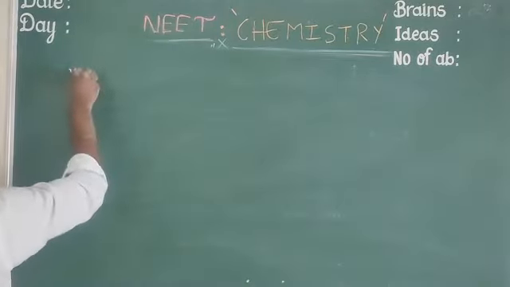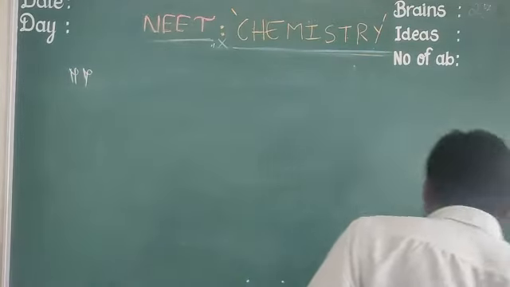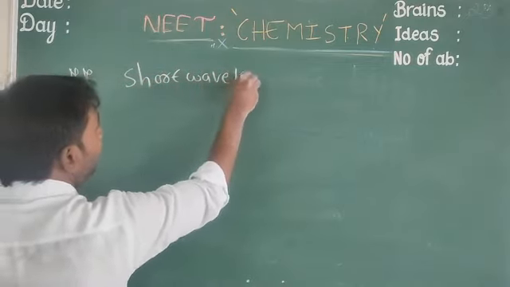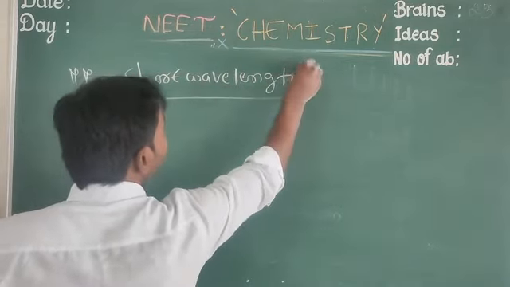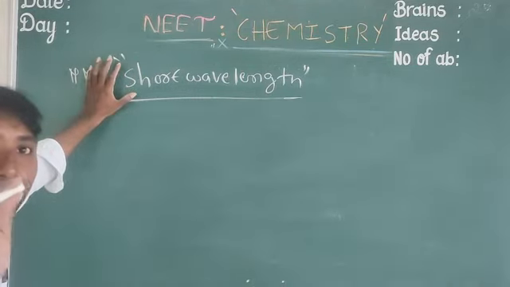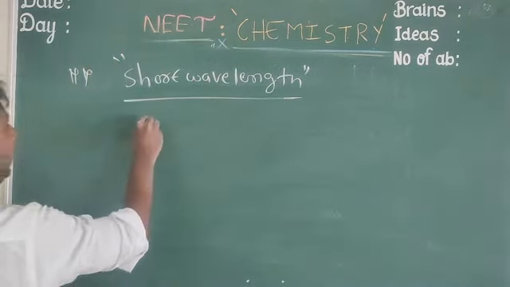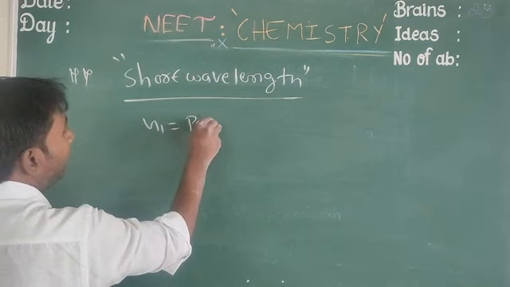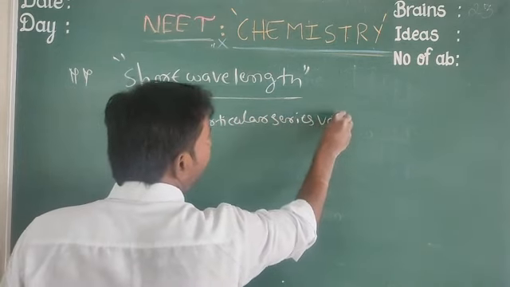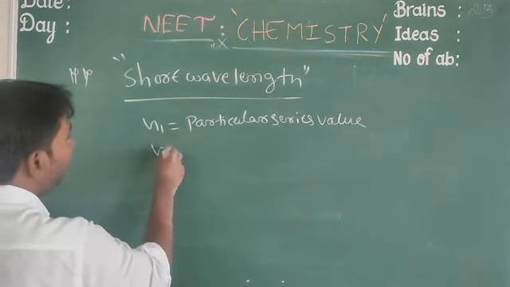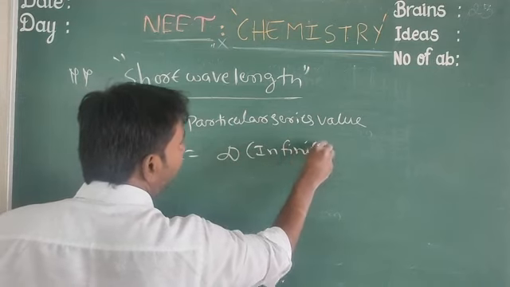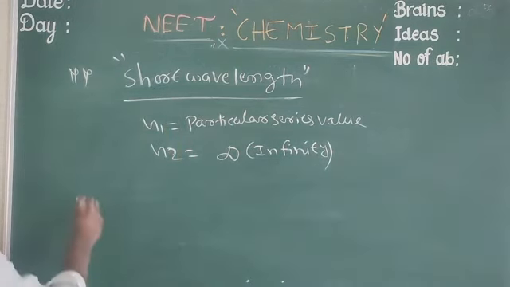Suppose they give short wavelength in a problem. When the term short wavelength comes, it means N1 equals the particular series value, and N2 should be infinity.